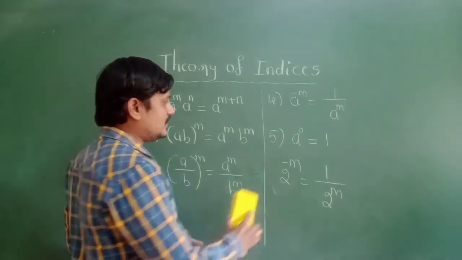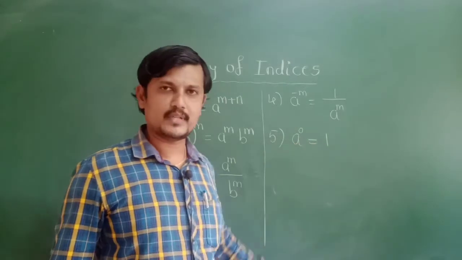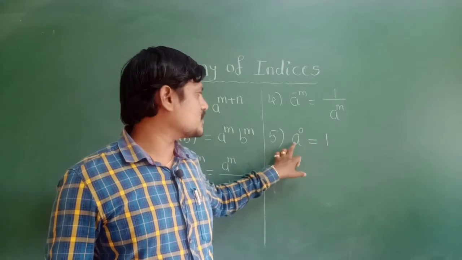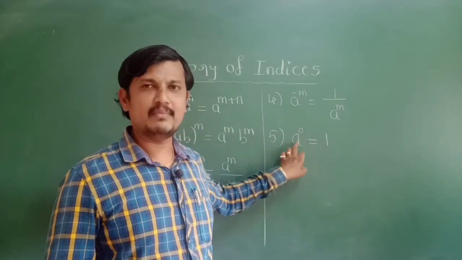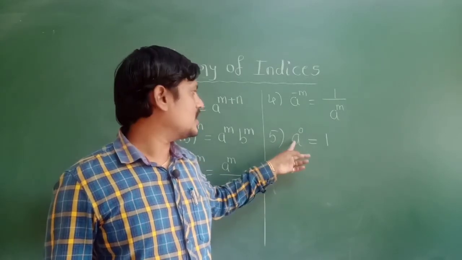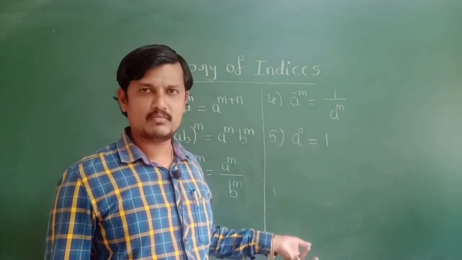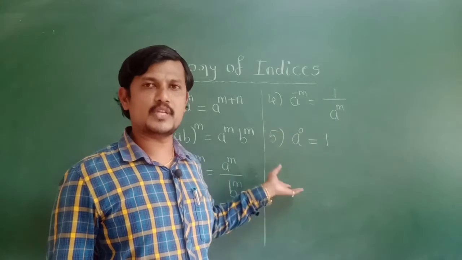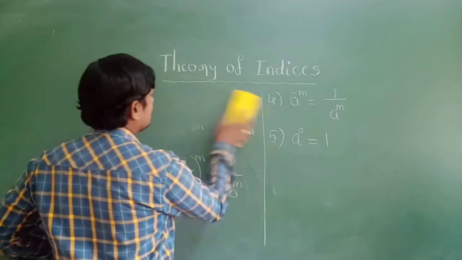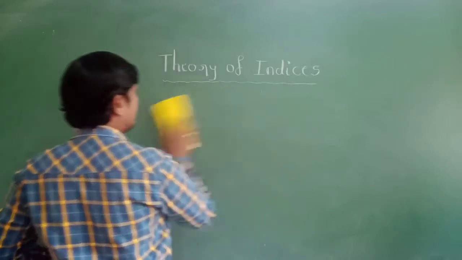Next, it is always true. That is a^0 is equal to 1, means anything raised to 0 is equal to 1. It will be x^0 also 1 only, y^0 also 1. Instead of a, consider numbers also. 3^0 means 1 only. 2^0, it is also 1, right? These are on the basis of theory of indices.